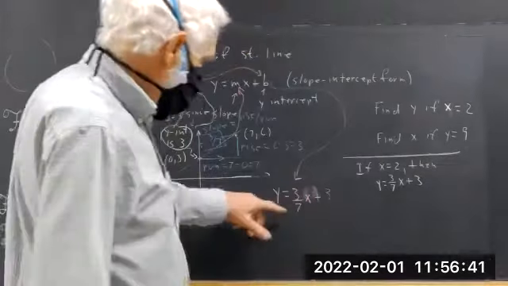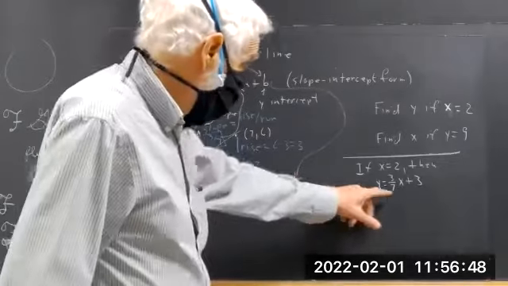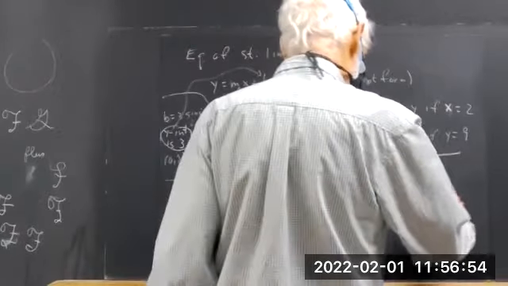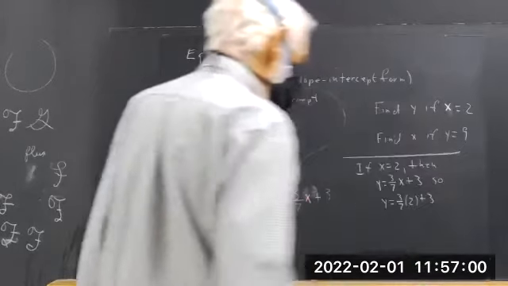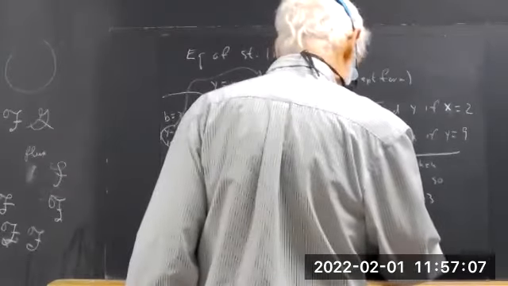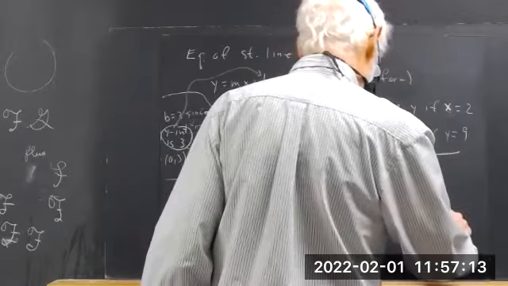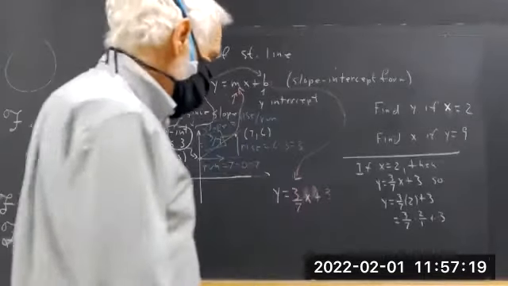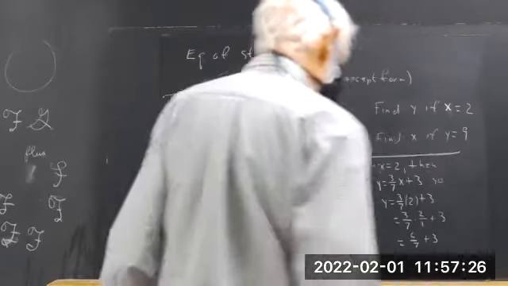If x equals 2, you have this equation, y equals 3/7 x plus 3. There's your equation. What if x equals 2? Then y is 3/7 of 2 plus 3. So y is 3/7 times 2/1 plus 3, which is 6/7 plus 3.